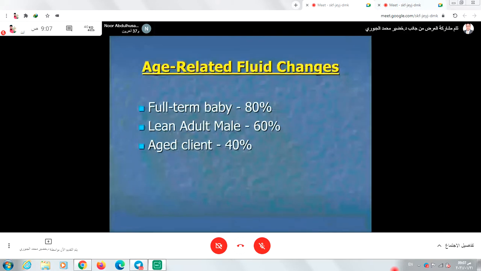You see here that in pediatric age group, 80% of the total body weight. Just a minute, please.